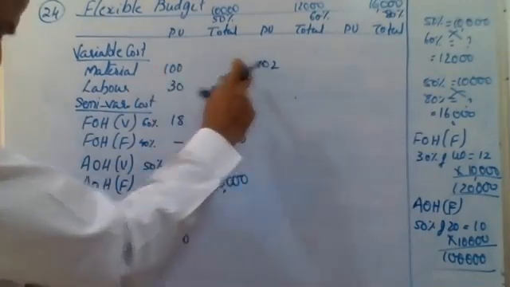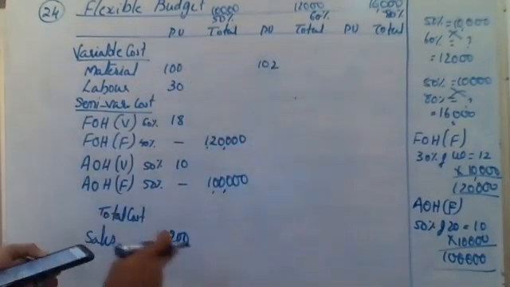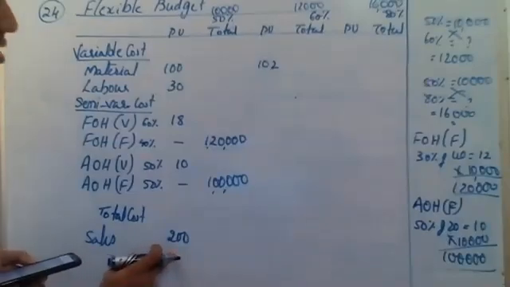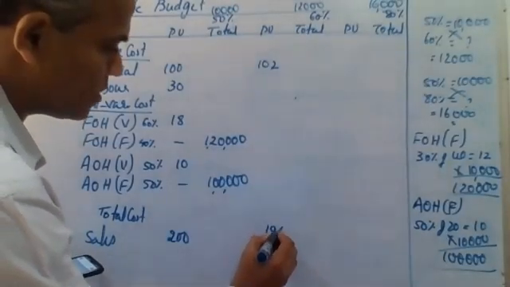This is increasing by 2%. Selling price is falling by 2%. 2% of 200 is 4 rupees coming down. So it will become 196.